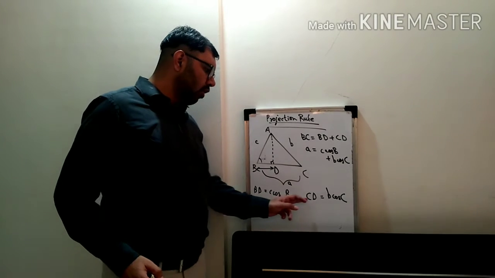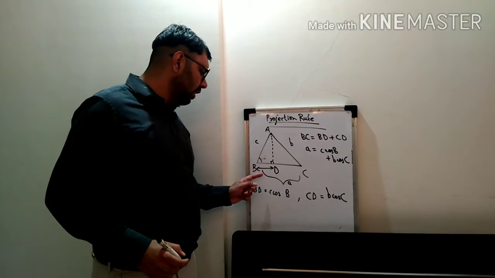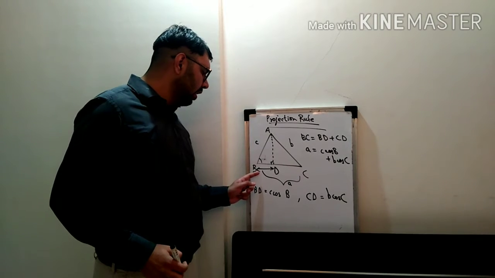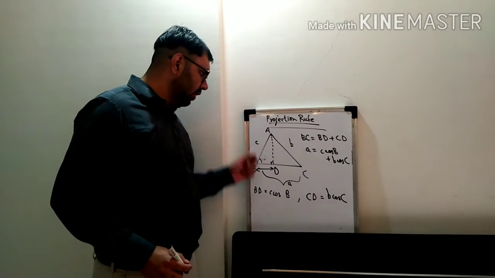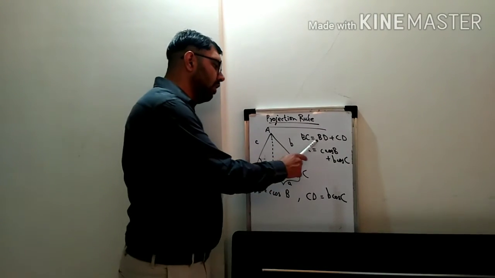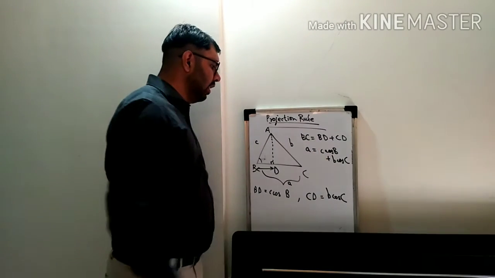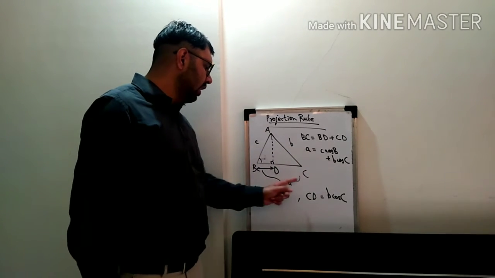BD can be written as c cos B and CD can be written as b cos C. So I was telling that we can write BC in terms of BD and CD. So the length of BC is a, and I wrote this length as a.